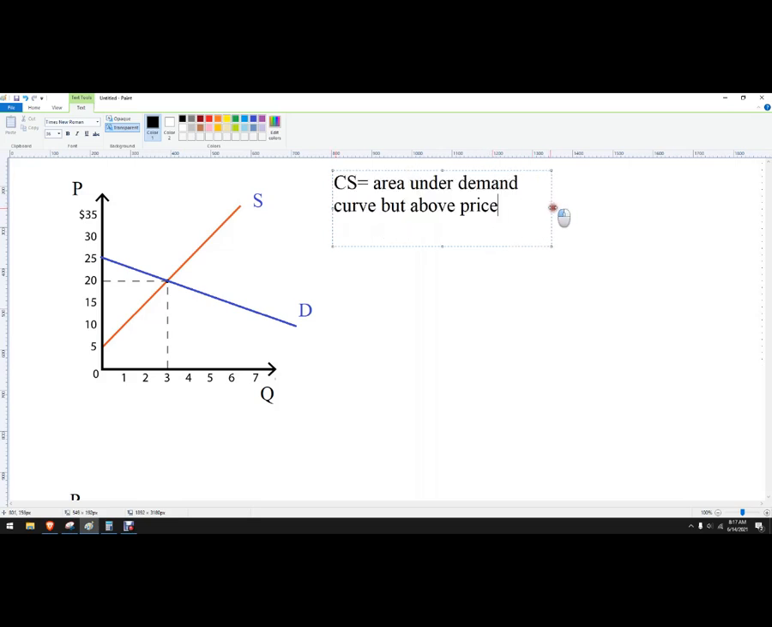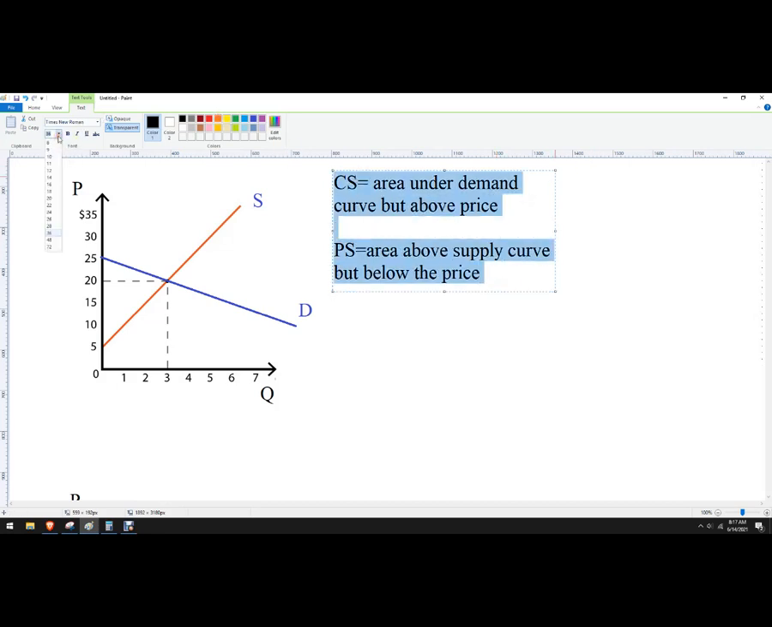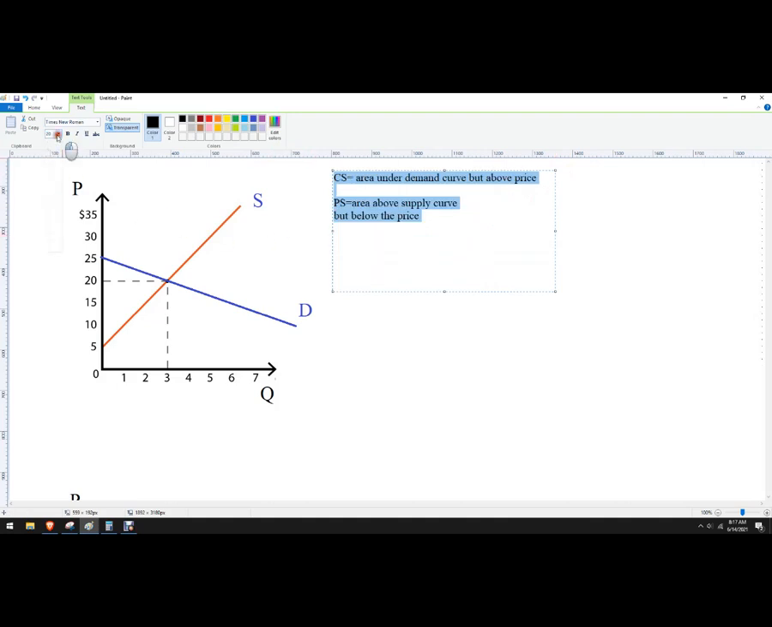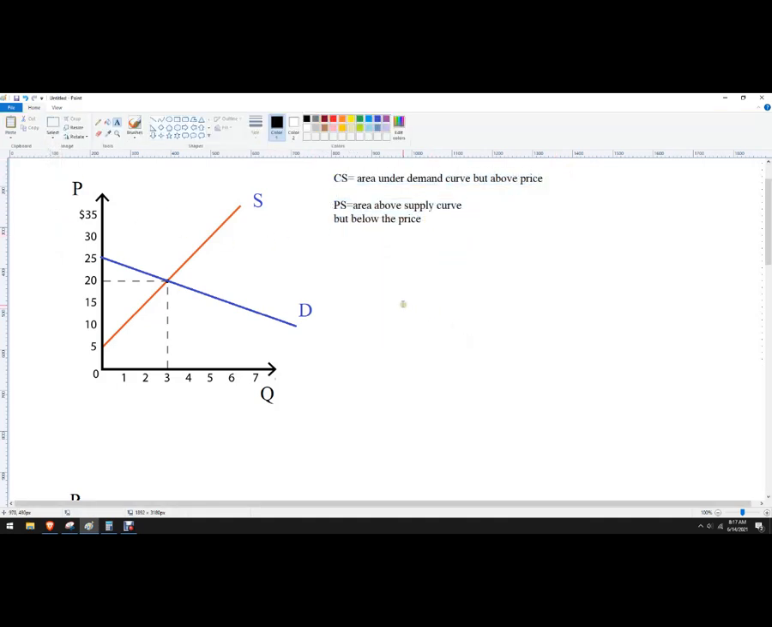Okay, so really, it's the difference between what consumers are willing to pay, which is their spot on the demand curve, and what they would actually pay. And then the producer surplus is going to be the area above the supply curve, but below the price. And this can be thought of as the combined profit of all the producers in this particular market. So there you go. And to calculate, we can actually label these things. This right here is the consumer surplus, and this right here is the producer surplus.